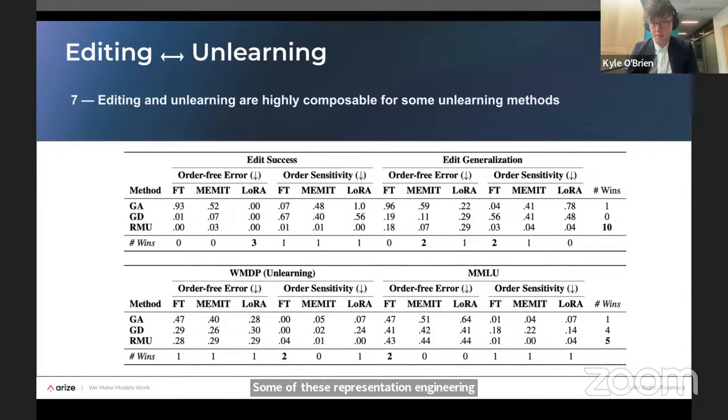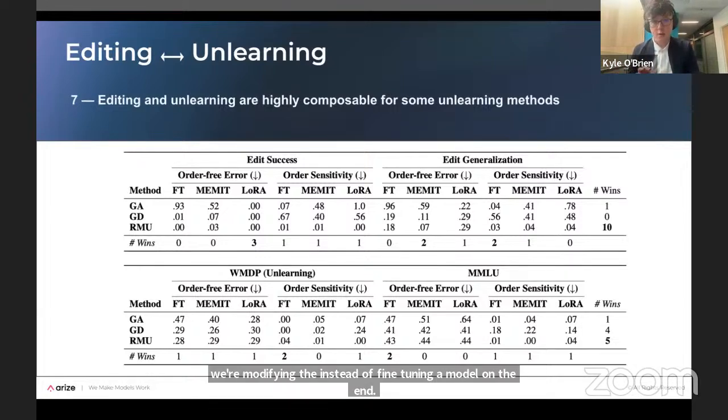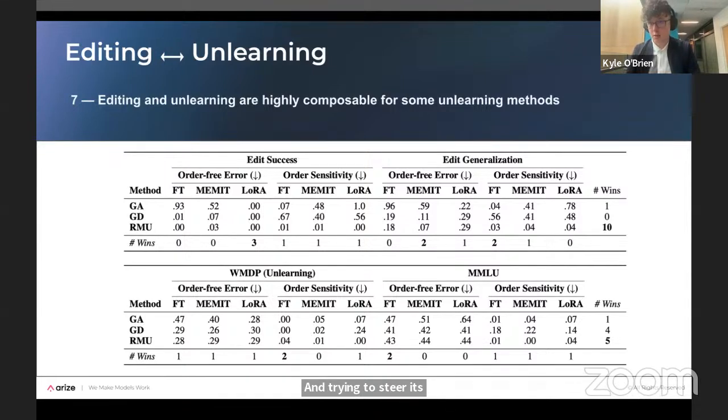which makes me excited about some of these representation engineering type techniques, of which RMU is an early example. Instead of fine-tuning a model, we're choosing a specific layer and trying to steer its representations or activations in some way to steer model behavior. It's an interesting technique that I recommend folks check out, RMU, part of the WMDP paper.